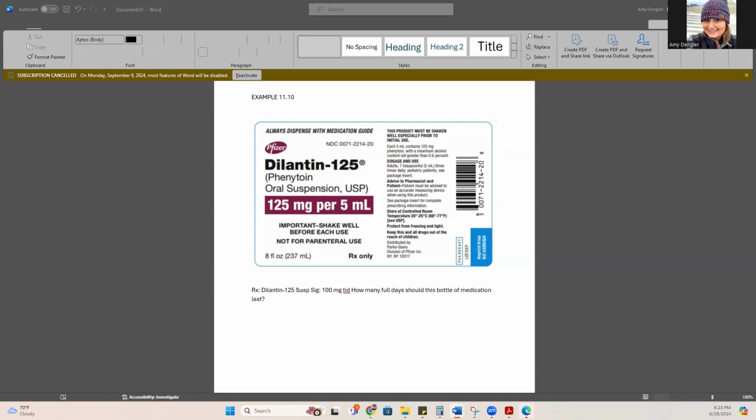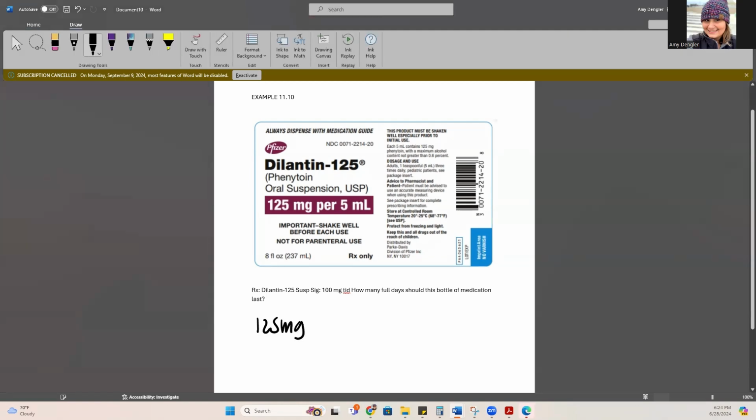All right, so for example 11.10, we have this medication label for Dilantin 125. The strength of it is 125 milligrams per 5 ml. We have a prescription for 100 milligrams TID, and how many full days should this bottle of medication last? So first we have to find out how many milliliters they're taking per dose. So we need the strength of the medication on one side of the proportion.